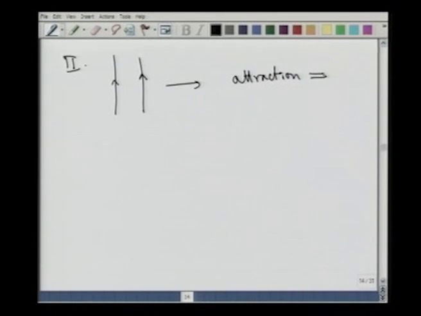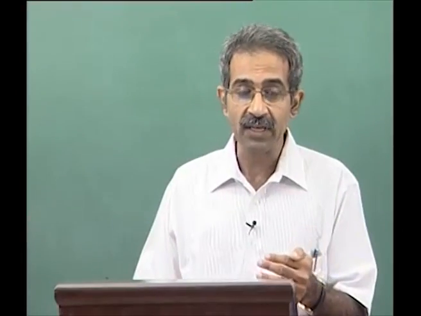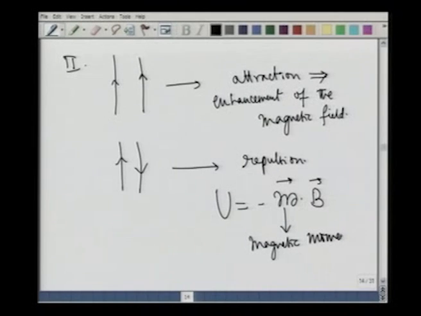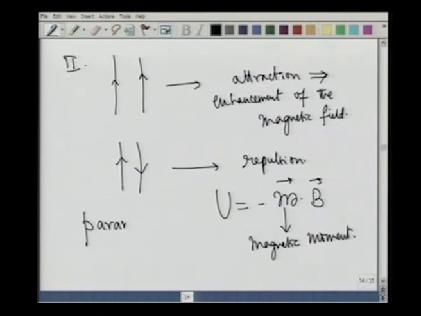So, attraction implying enhancement of the magnetic field. Very well. But on the other hand, if you have anti-parallel currents, then there is a repulsion. Whenever there is a repulsion, they tend to move away. So, the minimum energy configuration corresponds to attraction, and that we were able to codify by writing m dot B. Let us not forget, this is the magnetic moment. And there is no analog corresponding to this phenomenon, and this is what we said can lead to paramagnetism.